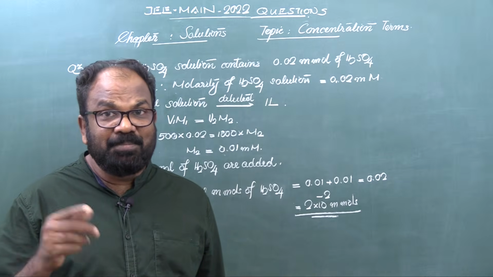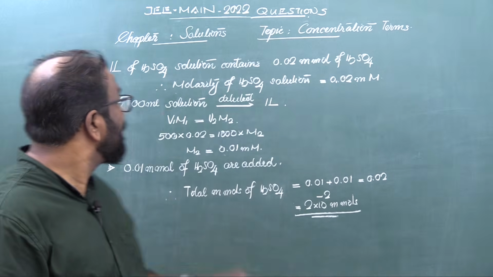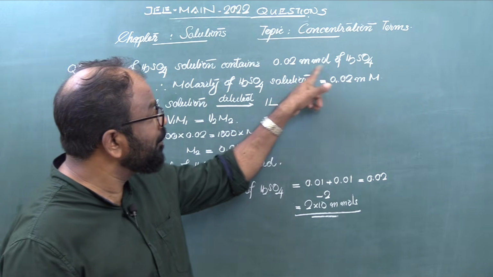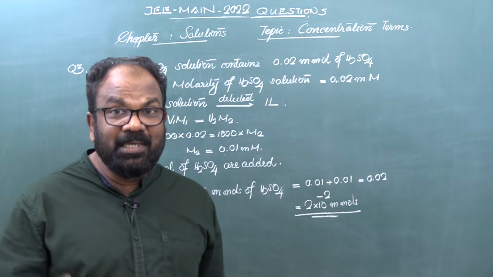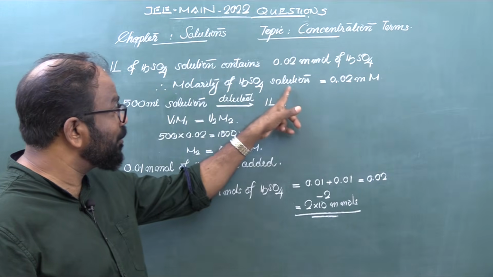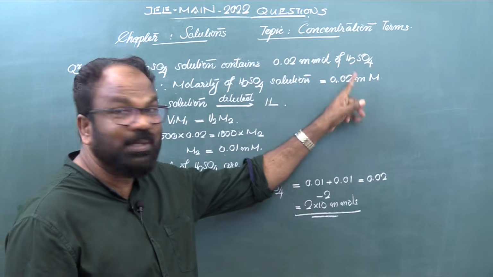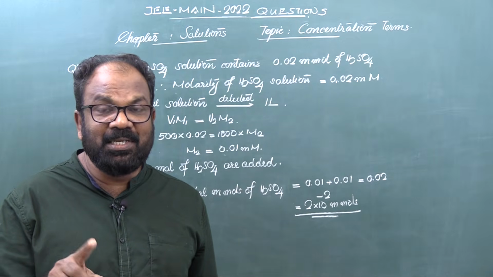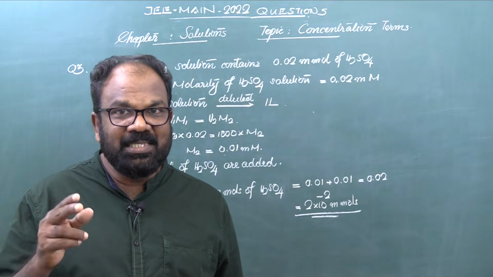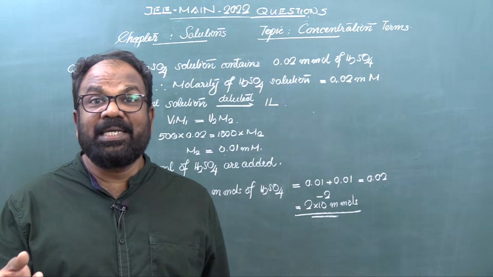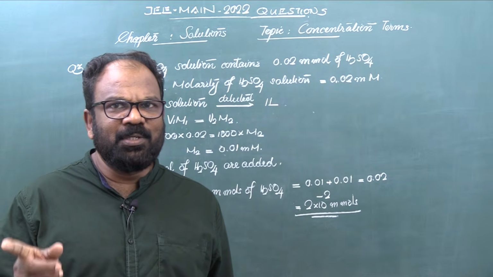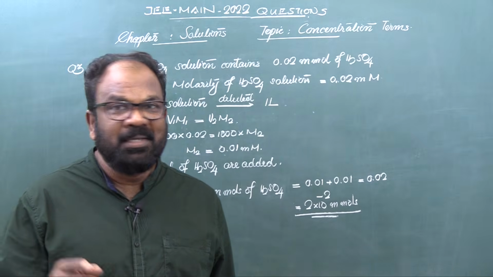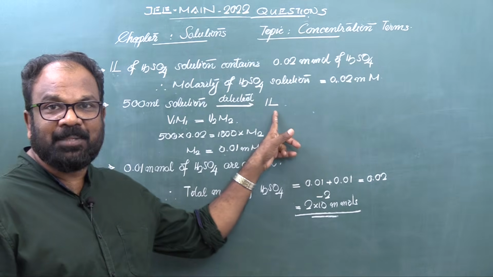Look here, in the first part of the question, it is given that 1 liter of H2SO4 contains 0.02 millimole of sulfuric acid. Therefore, molarity of sulfuric acid solution is 0.02 millimolar, because molarity is the number of moles of solute present in 1 liter solution. In the second part, 50% of the solution, initial volume of the solution is 1 liter, its 50% means 500 ml, it is diluted to 1 liter.